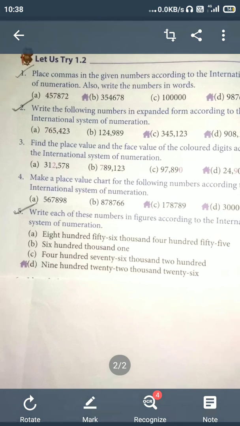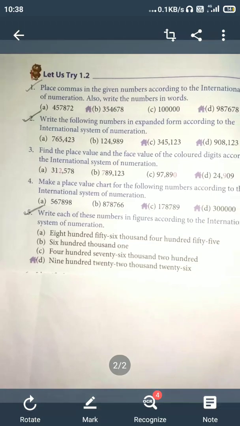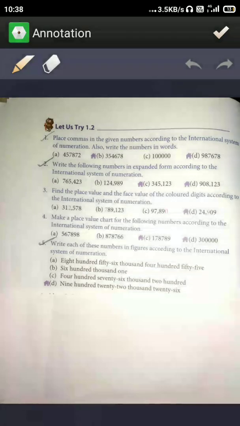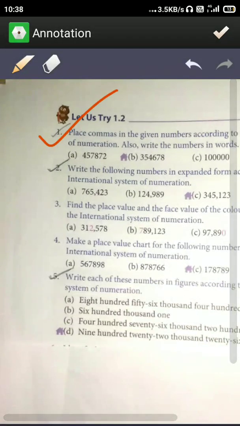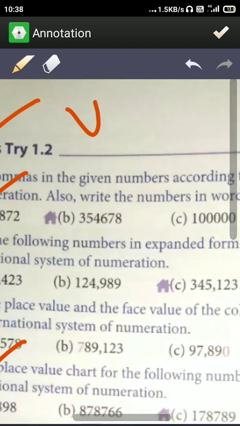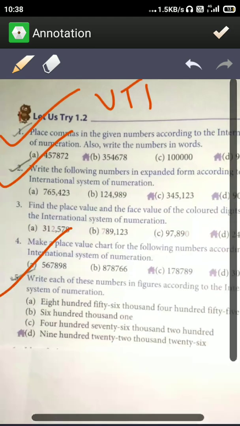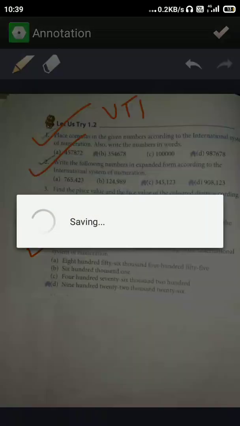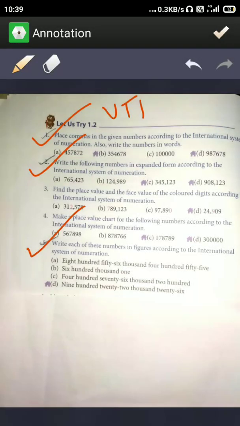Today we'll do exercise 1.2. For exercise 1.2, we'll revise three questions: question 1, question 2, and question 5. For unit test 1, you have to do these three questions. Okay, but let's first learn some basics.